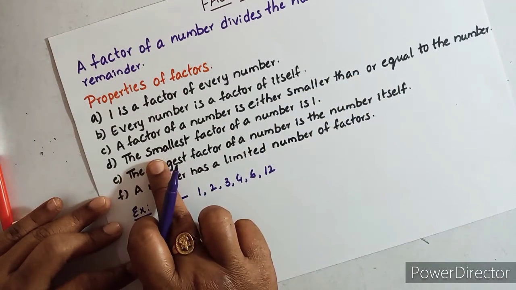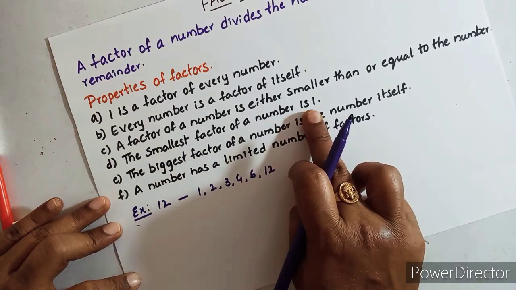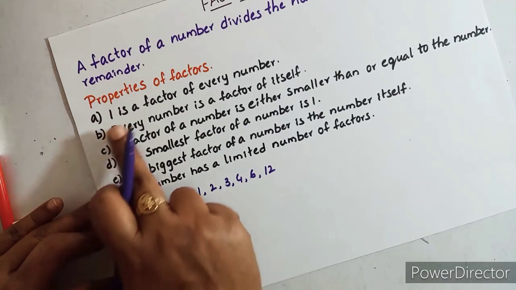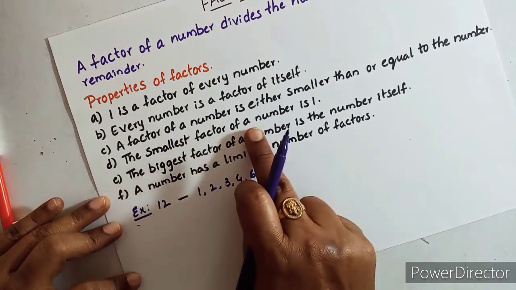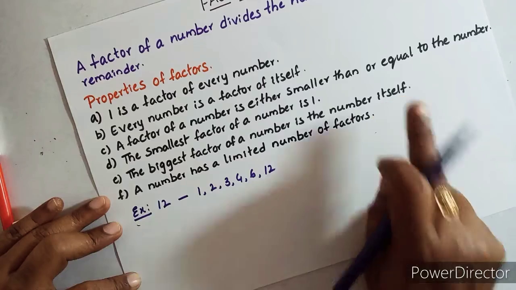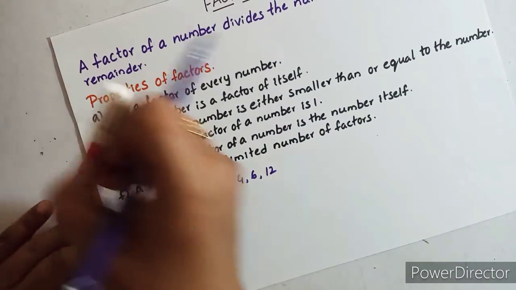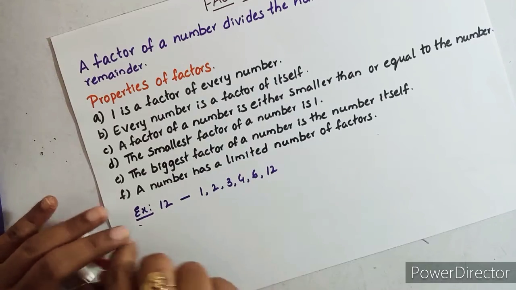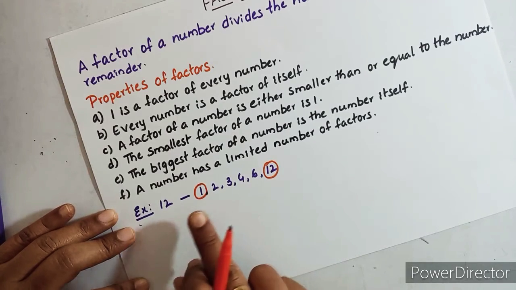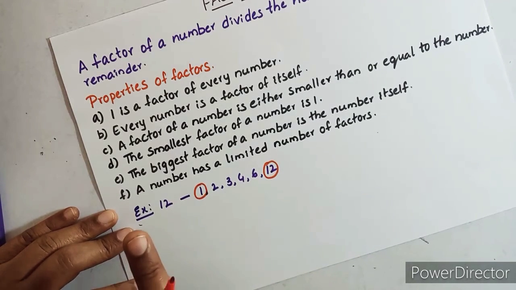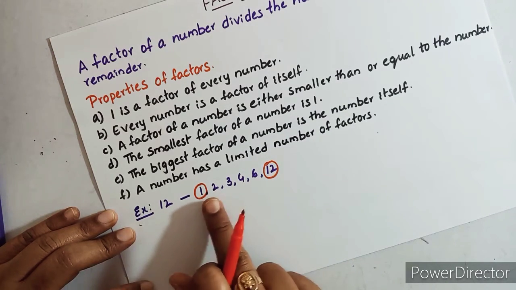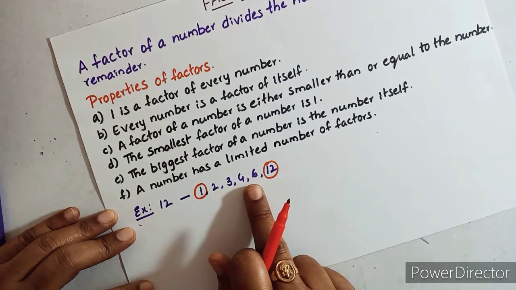And when you come to the fourth one, the smallest factor of a number is 1. So 1 is the smallest factor of any number because 1 is a factor of every number and it is also the smallest factor of every number. And the biggest factor of a number is the number itself. So here you can observe 1 is the smallest factor and 12 itself is the biggest factor. So whenever you are writing factors of a number, remember one thing: you have to start with 1 and end with the number itself. The remaining numbers, whatever you get, will be in between.